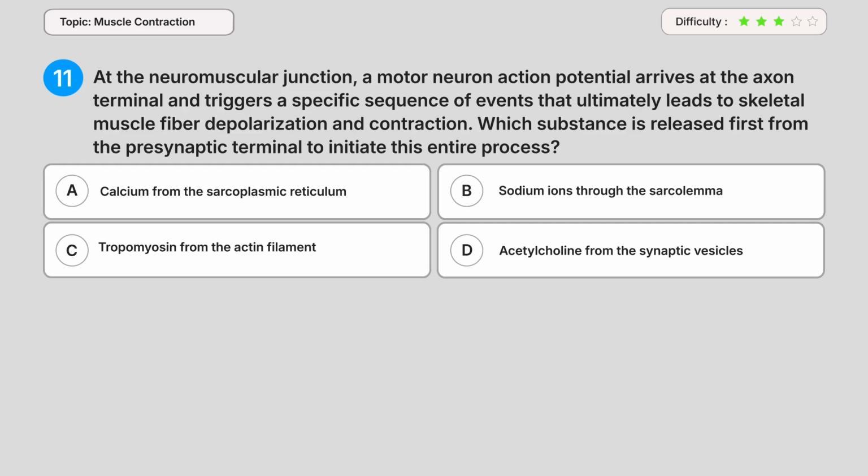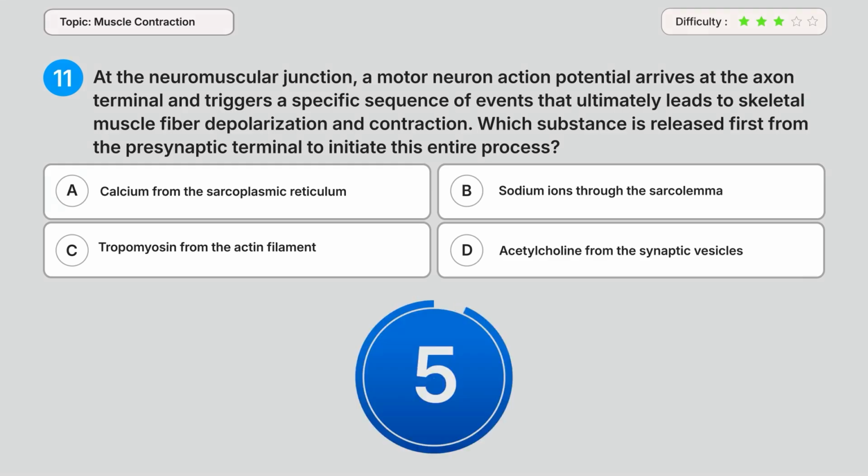A. Calcium from the sarcoplasmic reticulum. B. Sodium ions through the sarcolemma. C. Tropomyosin from the actin filament. D. Acetylcholine from the synaptic vesicles. Do you know the answer?